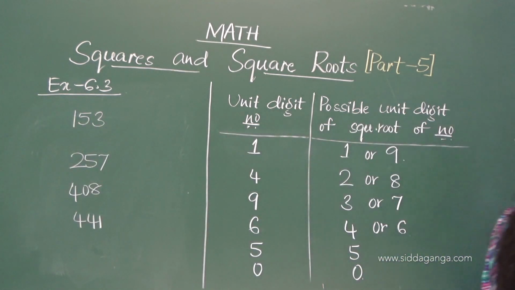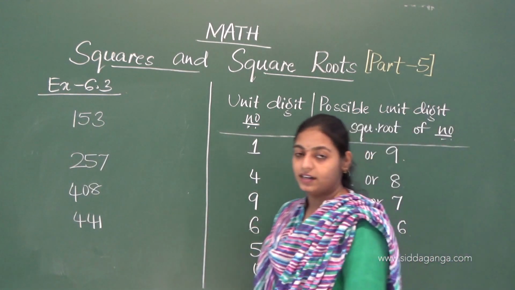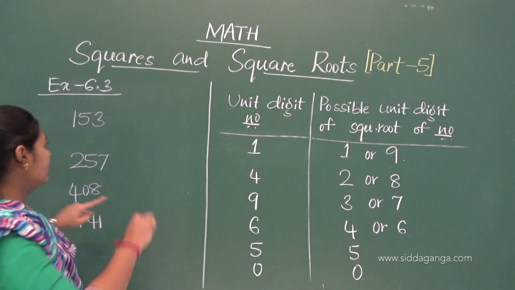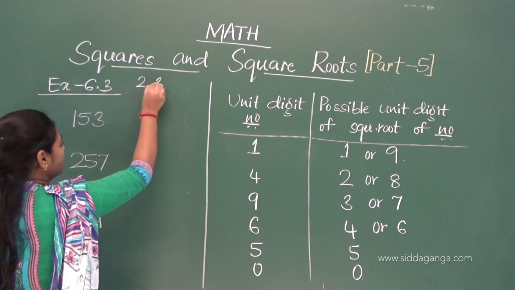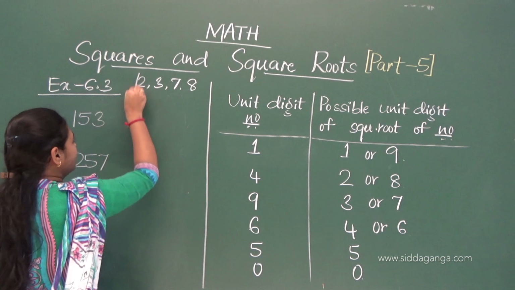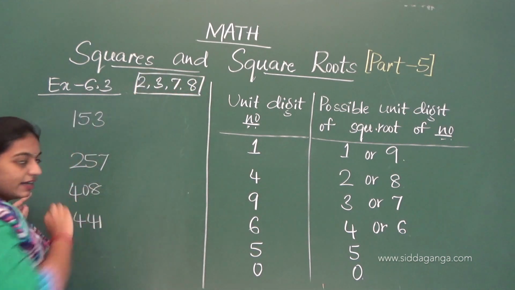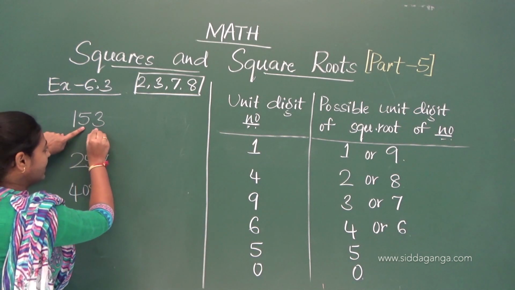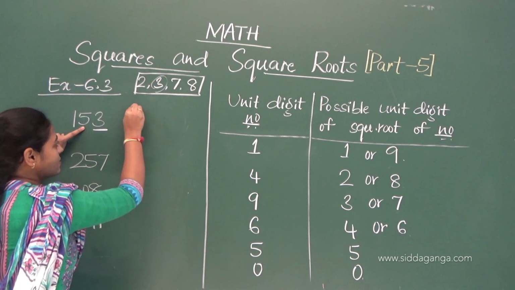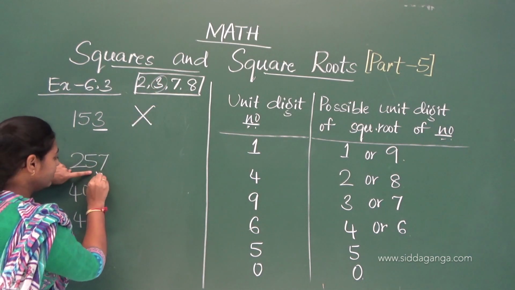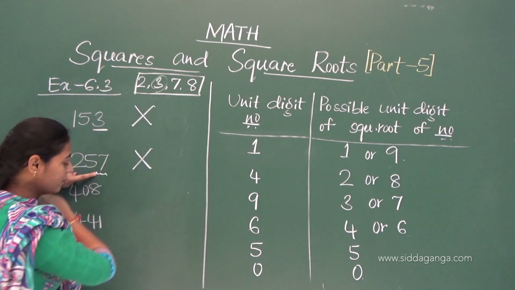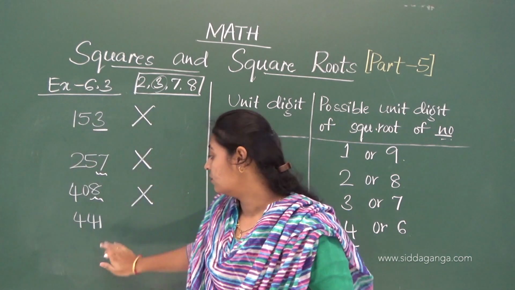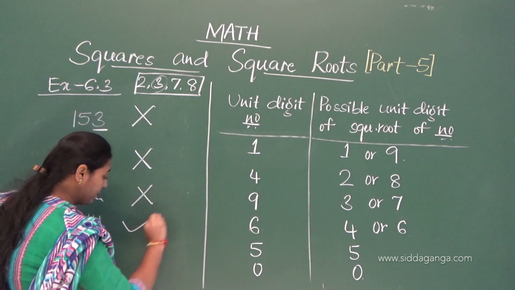We have said that if the numbers 2, 3, 7 and 8 occur in the one's digit place, then those numbers are not perfect squares. If these numbers exist in the one's place, then those numbers are not perfect squares. So here 153, 3 is in the units place, so this is not a perfect square number. 7 is in the units place, then this is also not a perfect square. 8 is in the units place, then this is also not a perfect square. 1 is in the units place, it may be a perfect square.